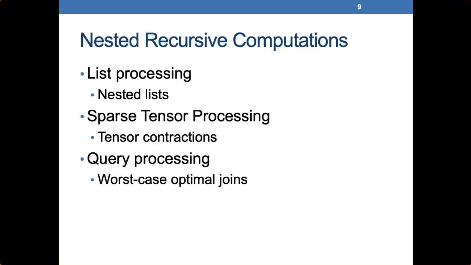Here we have seen an example of processing nested lists where it could have appeared. But another example is whenever we are doing computations over sparse tensors, for example sparse tensor contractions. And another example is in the context of query processing for doing a special kind of joins, called worst case optimal joins, which are represented as nested loops.